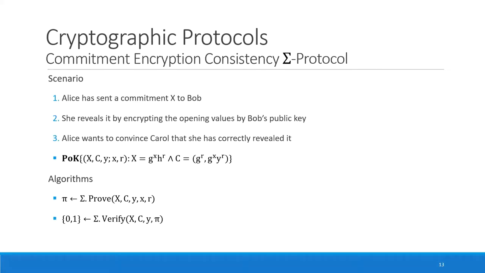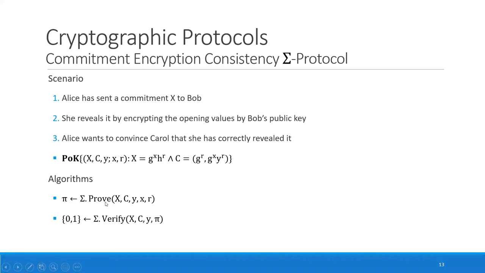The third component that we use as well in the periodic auction design is a commitment encryption consistency protocol. So this is a three-party protocol where we have, let's say Alice, who has created a commitment and sent it to Bob. And she revealed that commitment later at some point of time to Bob by encrypting it with Bob's public key. Now, Alice wants to convince a third party, here Carol, that she has correctly revealed the commitment. So here we have a commitment and an encryption, and we want to prove that the commitment for the underlying value X is consistent with the ciphertext for the underlying value X.